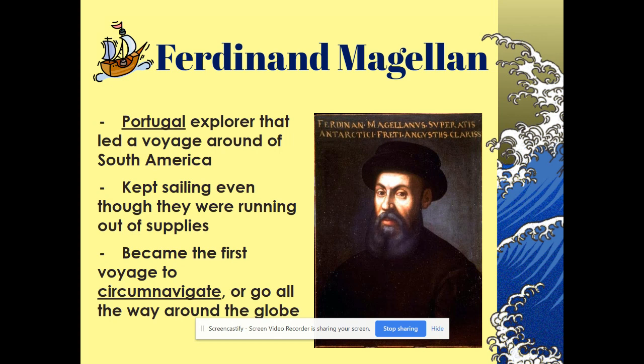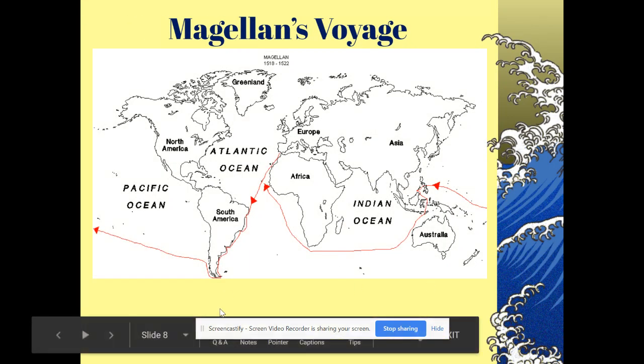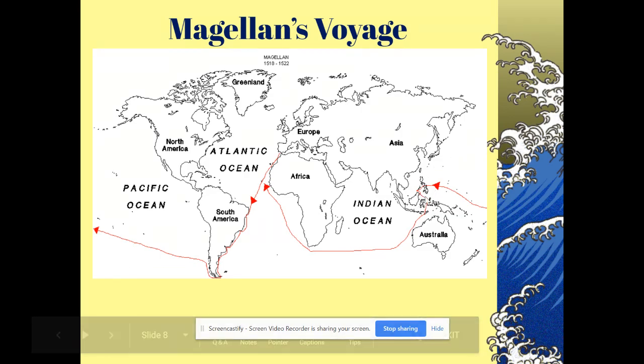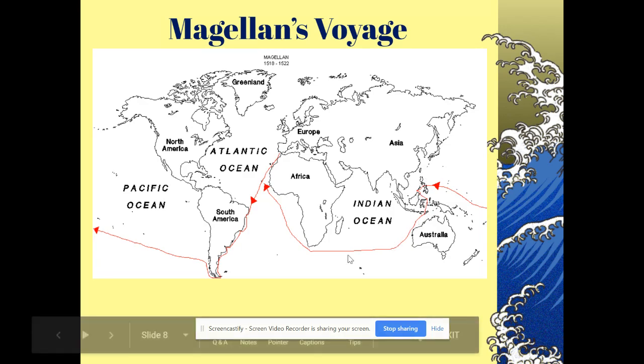Do you see that word circa in the beginning? That means circle or all the way around. And he wanted to go west to get to the east. So he is going to sail around what is now South America. We now call that the Straits of Magellan. He was the first to reach that point. And then he's going to go all the way around through Indonesia, different Asian islands in these areas.